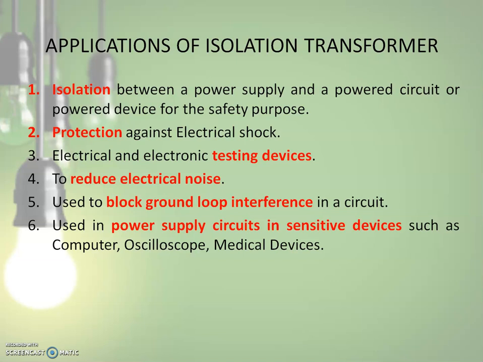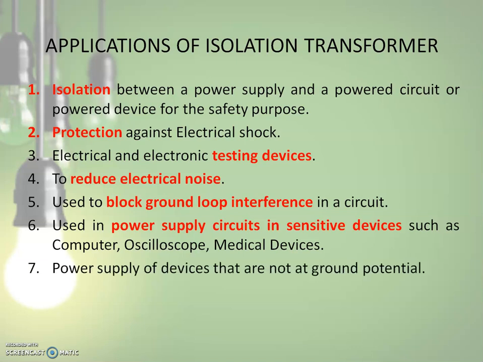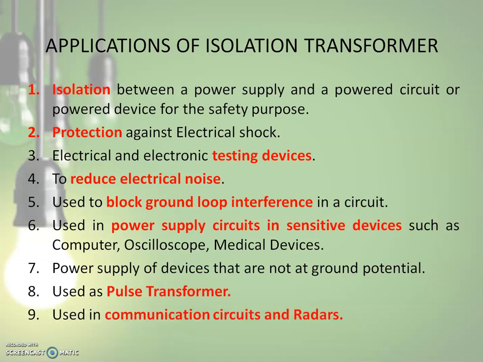And in the case of medical device, say, there should not be any interference and should not have any ground loop. Also, it should be always energized, and even if there is something in the supply side, it should be monitored properly. And the power supply devices that are not at ground potential, and also it is used as a pulse transformer, and it is used in communication circuits and radars. That is all for this video.